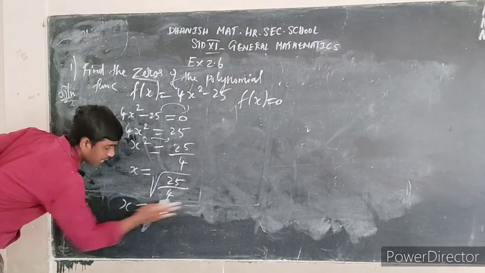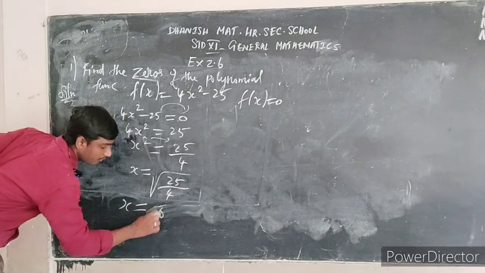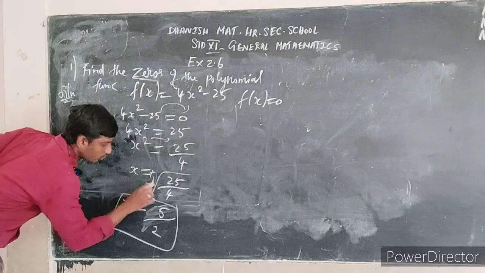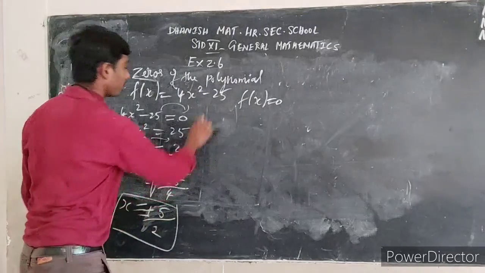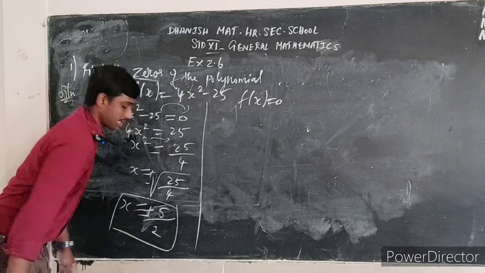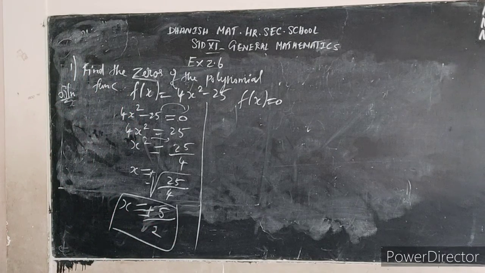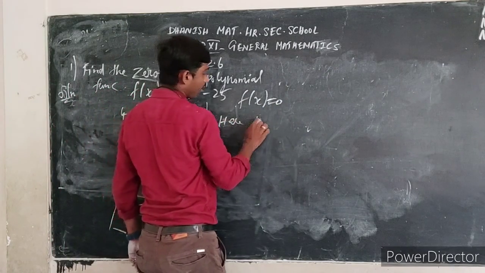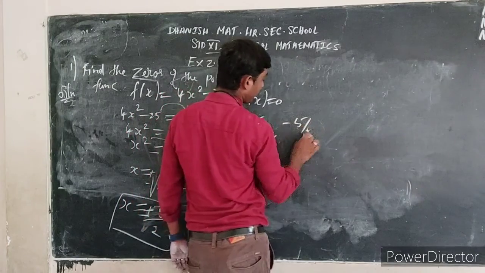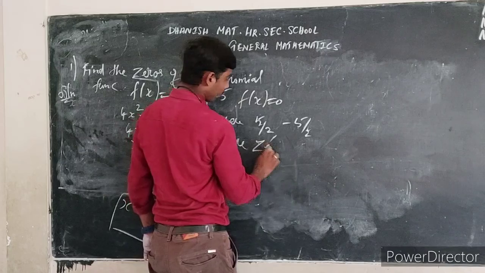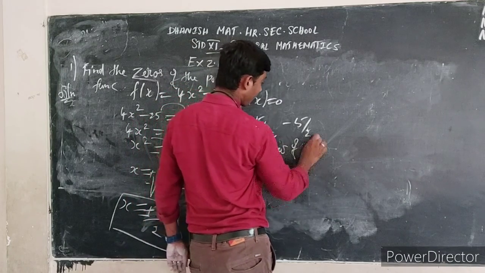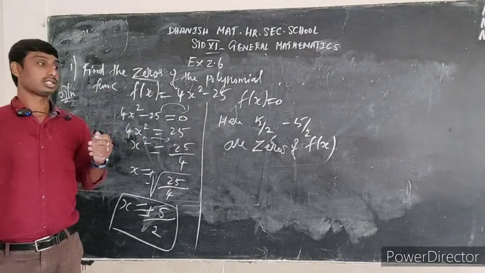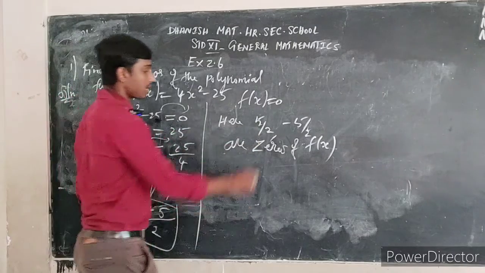So what is the root value here? The root of 25 is 5, and the root of 4 is 2. What is the value we are getting here? 5 by 2. Root means you have to write plus or minus. I already told you. So we are getting one plus value and one minus value: 5 by 2 as the plus value and minus 5 by 2 as the minus value. Zeros of f of x. I'm putting 0 here. What is the value we are getting for the polynomial function here? The zeros are minus 5 by 2 comma plus 5 by 2.